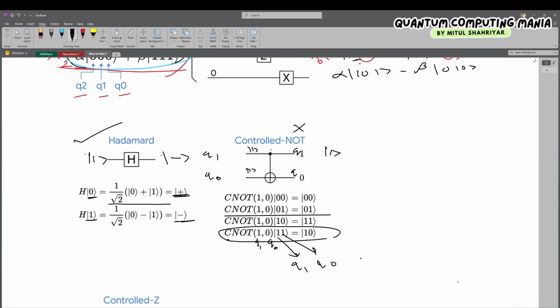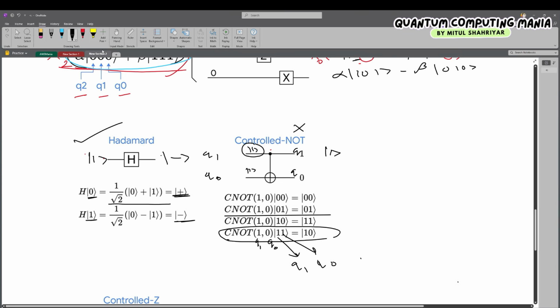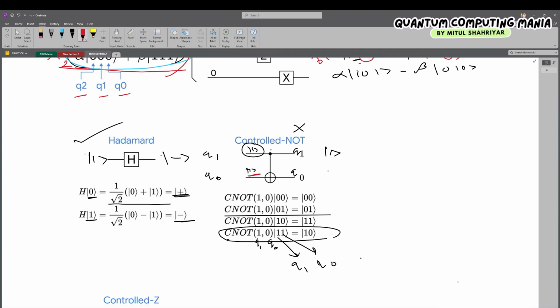As mentioned, if the control bit is 1, basically the target qubit flips. And how does it flip? We have learned that if a qubit goes through the X gate, it flips. So this qubit goes through this one and flips to 0, right? So this is how it works, 1 0, and it becomes 1 0, no problem.